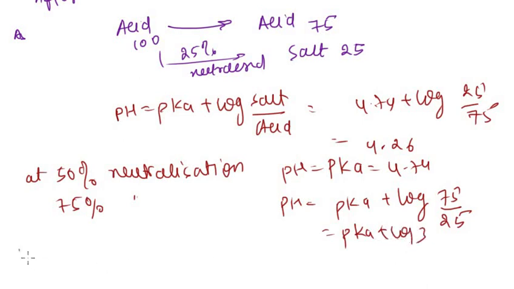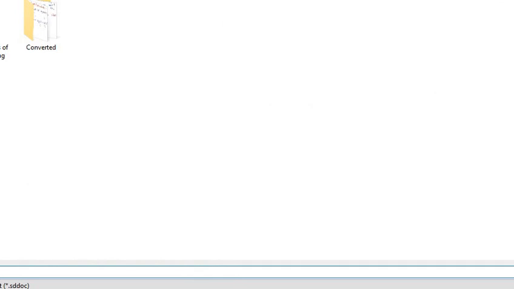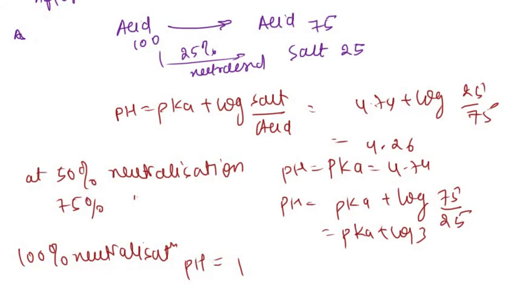And when we have 100% neutralization, the pH comes out to be, it is a question of salt hydrolysis. So for salt hydrolysis, pH equals 1 by 2 pKw plus pKa plus log C.